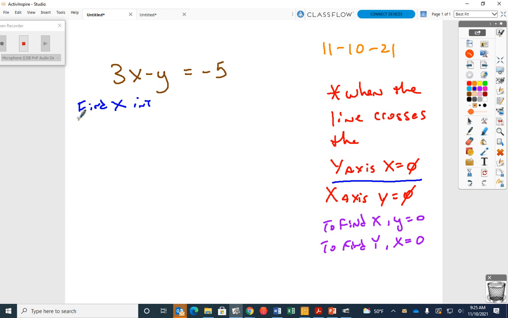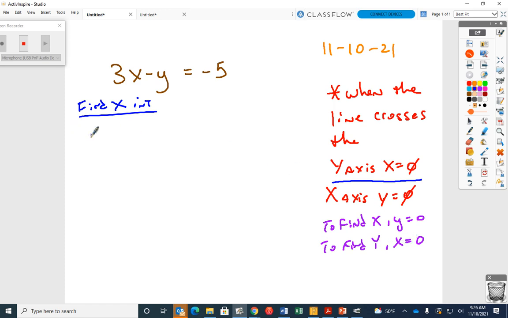Okay, if I'm finding x, what does it say? What does it say? Read this. 1, 2, 3, go. 1, 2, 3, go. Oh my, holy moly, guys. Ready? Say that. Find x, y equals 0.